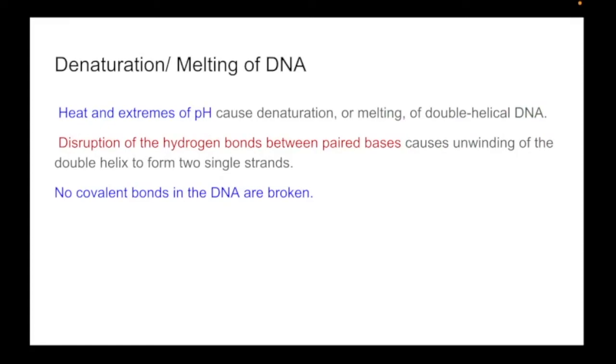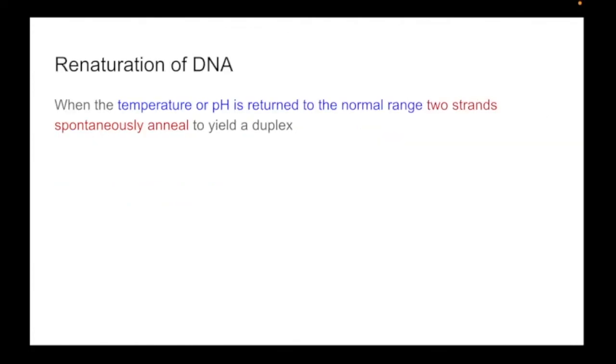It is the most stable form of DNA under physiological conditions. When we treat DNA with extremely high temperatures or change in pH, it causes denaturation or melting of double helical DNA. Denaturation or melting means the hydrogen bonds between the two strands of DNA are disrupted, and this causes unwinding of the double helix to form two single strands. During denaturation or melting, no covalent bond in the DNA is broken. If we bring the temperature or pH to the normal conditions, the two strands of DNA again form a double helical structure. So it is known as renaturation of DNA.